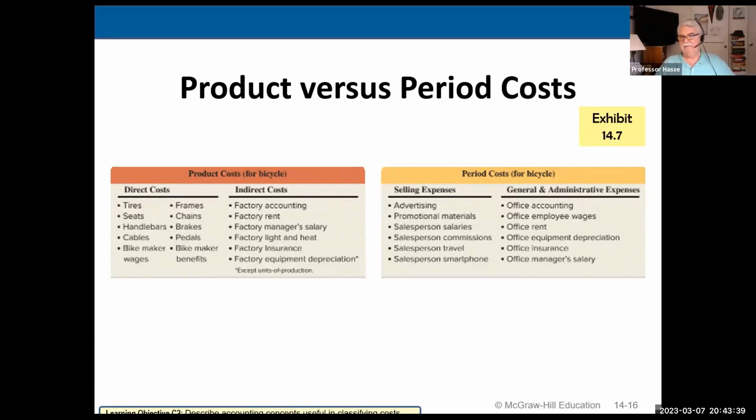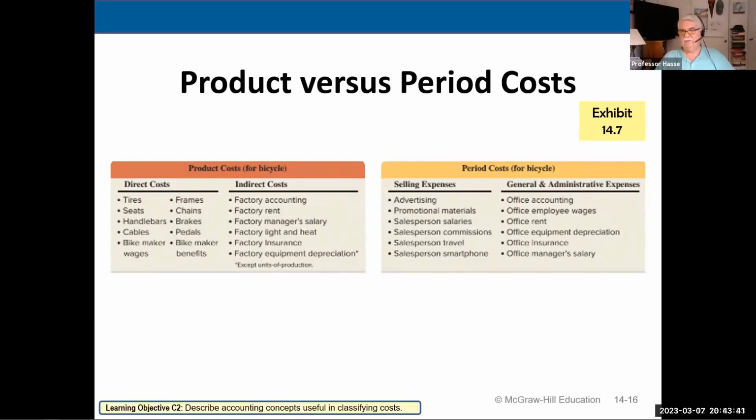This is what we'll be looking at next week in some sample problems. What are our costs? How do we figure out our costs?